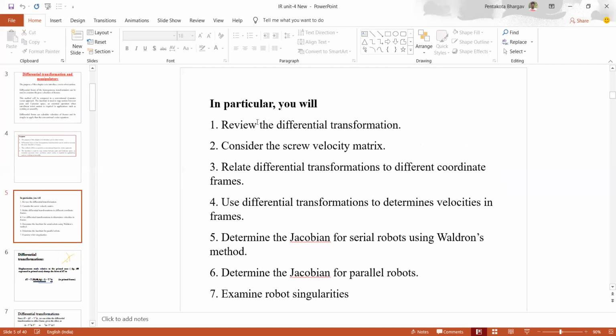Okay, in particular you will study the differential transformation. First, review the differential transformation. Which differentiation: partial differentiation or full differentiation? First, those are the two selections of the review. Second is to consider the screw velocity matrix. Third is to relate differential transformation to different coordinate frames.